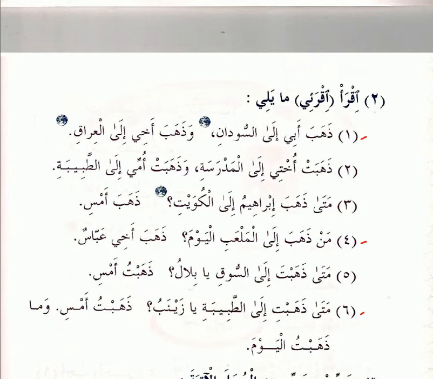ذهب أبي إلى السودان وذهب أخي إلى العراق. So there's 2 sentences here. And what you guys might notice in them is that there's a little earth next to a couple of the words. So we'll read what they are, and inshallah, I think you guys can figure out what they are. So we'll look at the first one. ذهب أبي إلى السودان. What do you guys think that means? Tell me as much as you know, even if you don't know that new word.